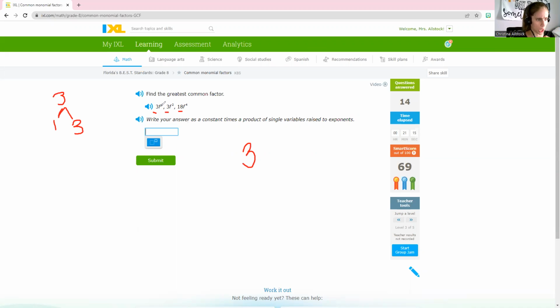And then for the variable part, I have f to the 4th, f squared, and f to the 4th. They all have f's in common, so therefore I will have a variable GCF. And the smallest one is the most that they all share, which would be f squared. So that is how, when I have smaller numbers, I'm able to look at it without listing out the factor pairs for every number. Just a little tidbit in case you wanted that.